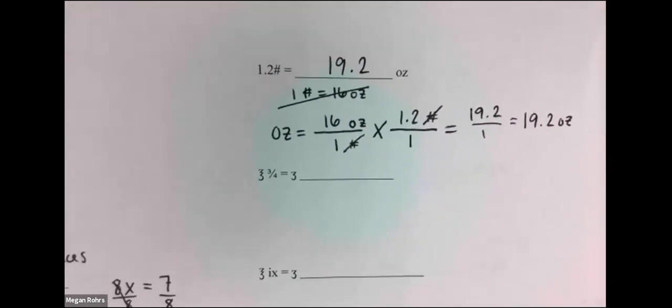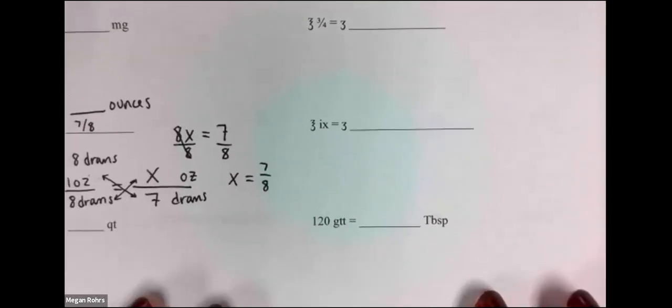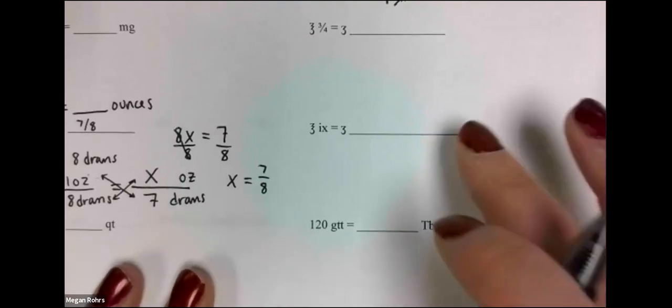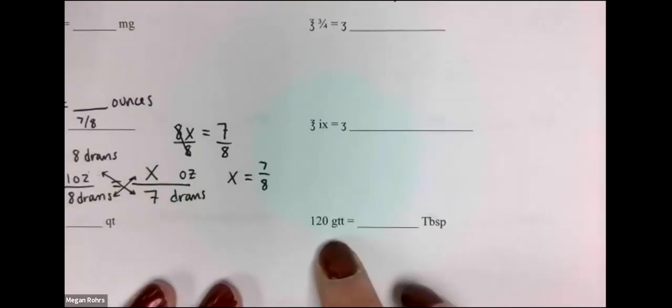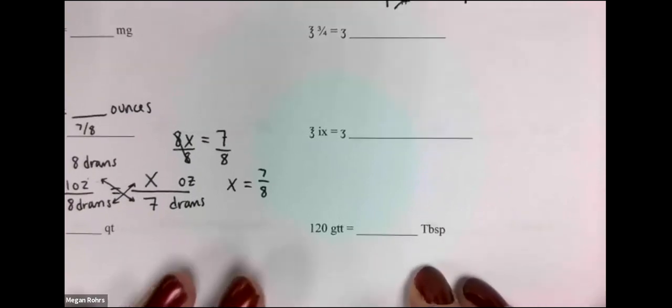19.2 ounces. All right, let's do one more here. We'll do this. Let's do both of these actually, so I can show you an example when you have more than one conversion factor. Okay, so let's use the apothecary system here. Here we have ounces, and that is IX.